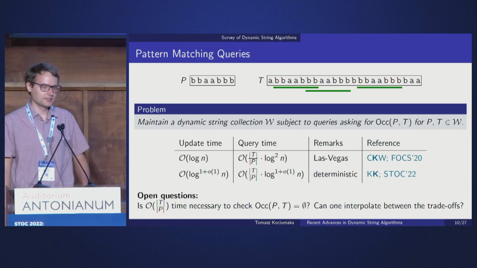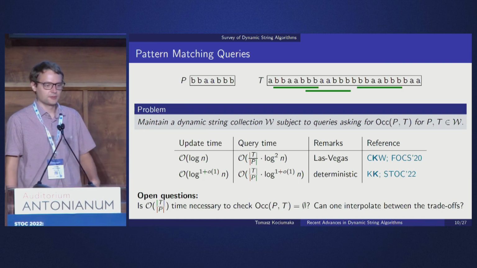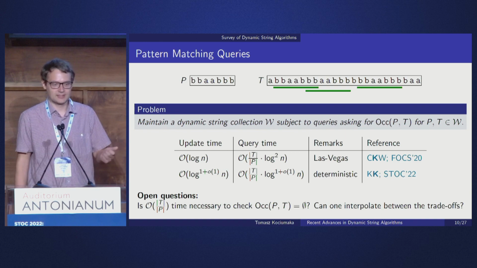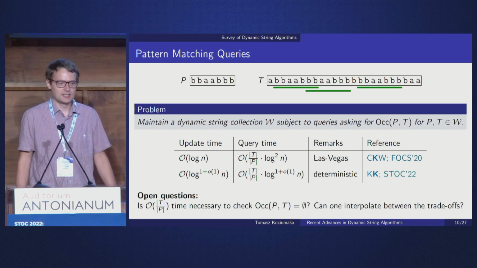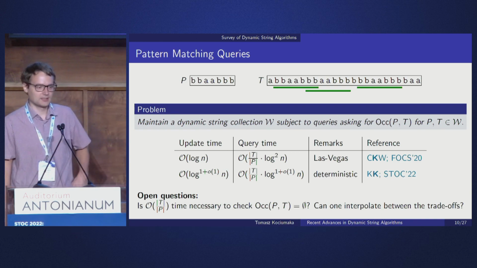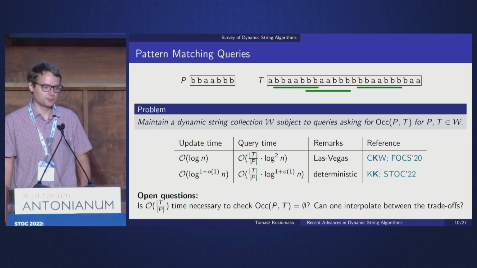So now this naturally gives rise to some open questions, like can you do some trade-off between the two solutions? Can you get the best of the two worlds in particular? And also here we have this T over P term, and while it's necessary for reporting all the occurrences, we can hope to reduce it for the decision version of the problem when we just ask whether P has at least one occurrence in the text.